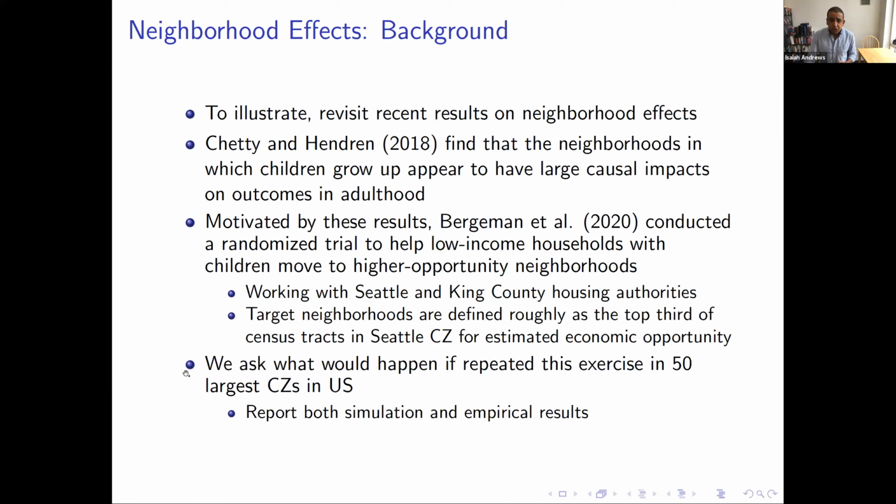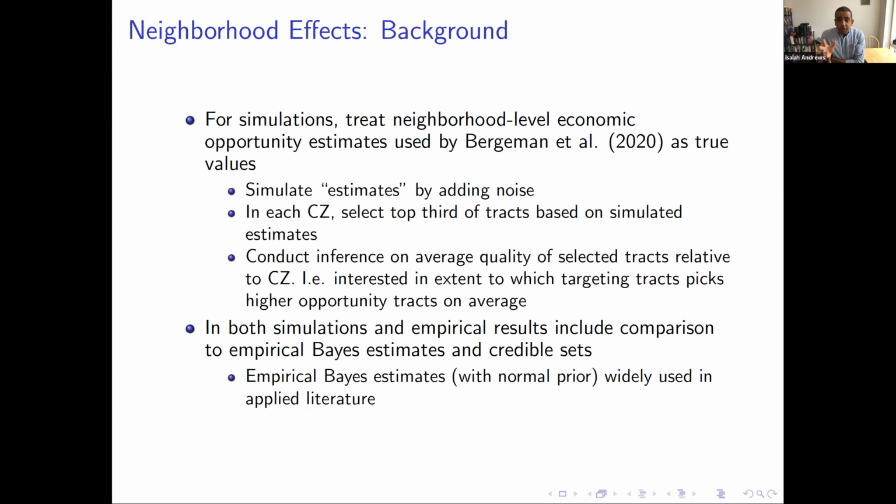For the exercise I'm going to show you here, we asked what would happen if one were to repeat this exercise in the 50 largest commuting zones in the US. And I'll show you both simulation and empirical results in this setting. So for simulations, what we're going to do is to treat the neighborhood level economic opportunity estimates used by Bergman et al. 2020 as the true values of this economic opportunity measure. We'll then simulate estimates by adding noise with standard deviation equal to the standard errors for the original measures. In each commuting zone, we'll then select the top third of tracts based on these simulated estimates, and we'll conduct inference on the average quality of selected tracts relative to the average over the whole commuting zone.